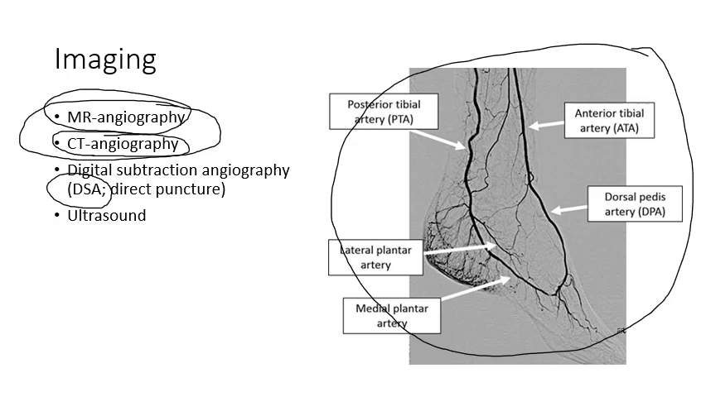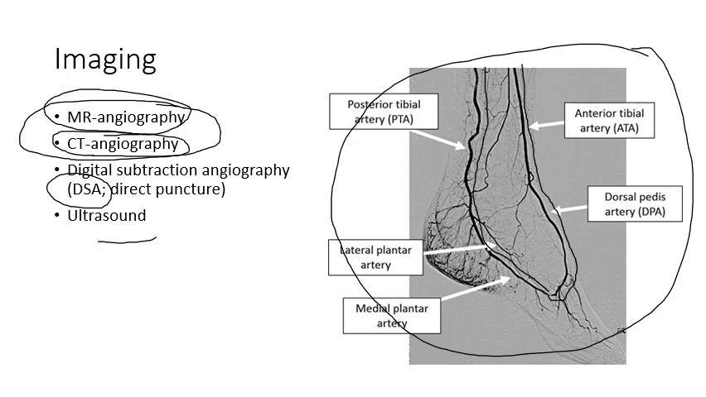So we will puncture the femoral artery, we will inject contrast material, and that's what you see here. The contrast material will flow down the posterior tibial artery underneath the foot, and it will flow here anterior tibial on the dorsalis pedis, and they will meet in an arcade down here.